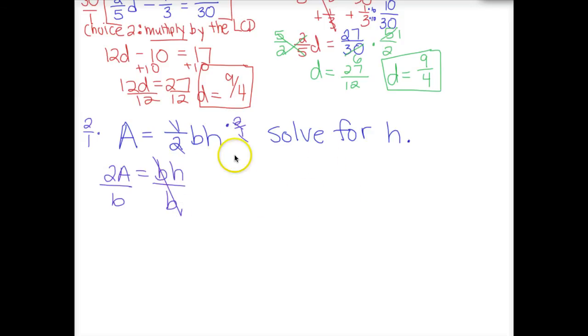Now, here's where people sometimes get confused. Because you have division, there's nothing else you can do here. These are letters and they're not the same letter. We can't reduce that, so that's as far as it goes. So my answer here would be H equals 2 times A over B.